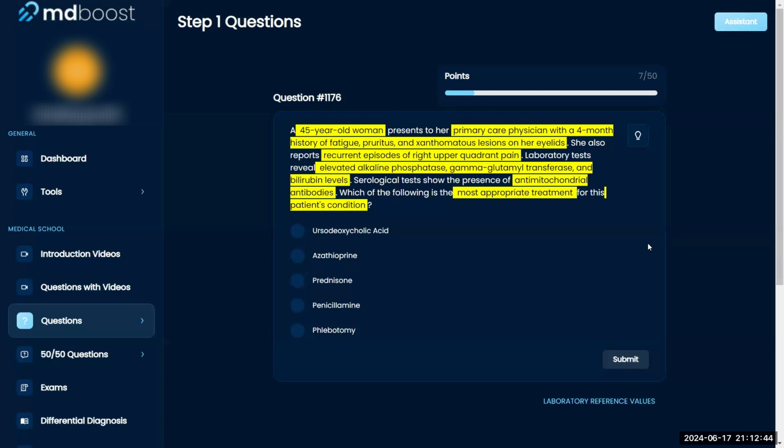Ursodeoxycholic acid, I cannot remember what that does. AZA, I think that's in the 6MP, is that 6MP or AZA? Just doing something about that the other day. That might be in the uric acid pathway, I can't remember. Prednisone's going to be the steroid. Penicillamine is not penicillin, I can't remember what it does. And then phlebotomy would just be giving phlebotomies. It's for hemochromatosis, the only condition I know that for phlebotomy.